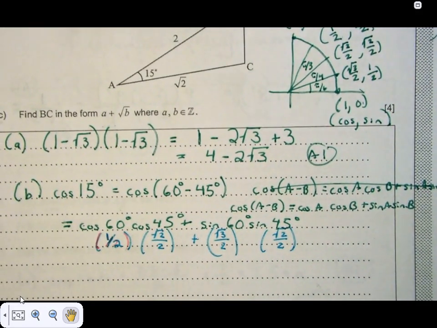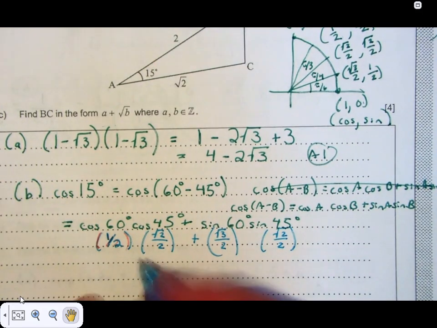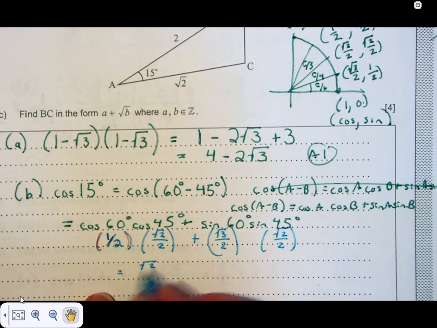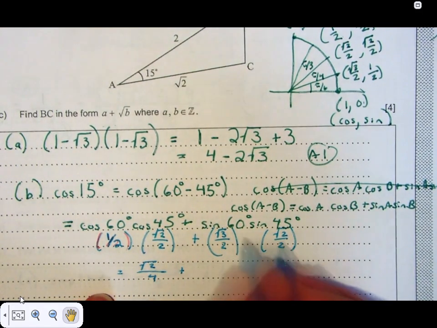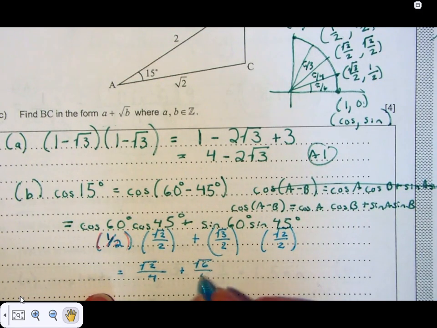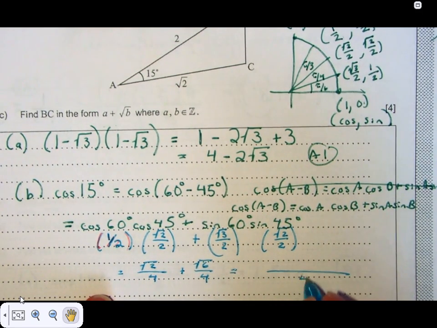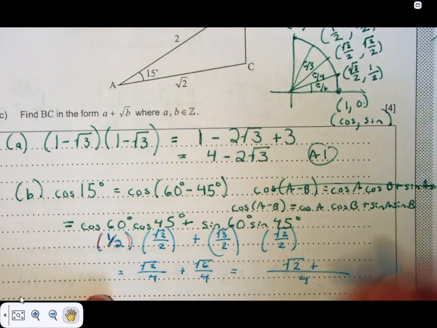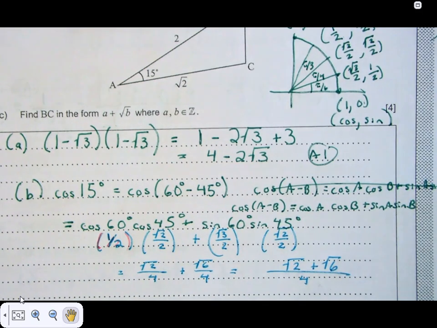So really all you have to do is simplify that. It's not that hard, and then you've got your answer. So this is square root of 2 over 4, and then multiply those. That'd be the square root of 6 over 4, and they already have a common denominator. So just square root of 2 plus square root of 6 over 4. So that's not too bad.